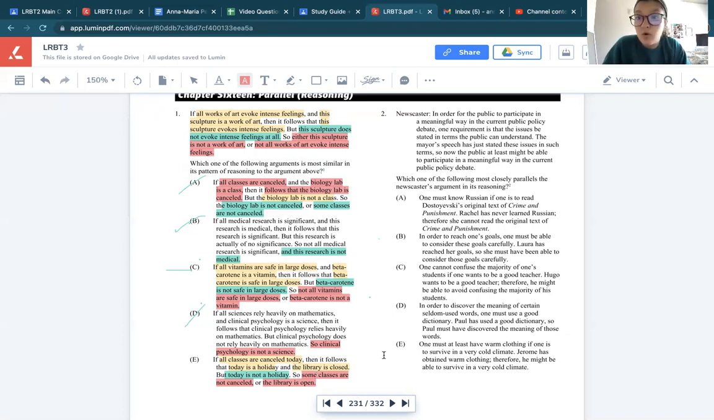But let's reason, is this correct? So all classes are canceled today. Today is a holiday. The library is closed. But today is not a holiday. So that is the wrong part. If it said, but the library is not closed, then maybe it would be more correct. But because it's talking about the wrong part of the premise, that is why it is incorrect. So E is incorrect. And E is sort of the same sort of trap as A. So C is your correct answer.